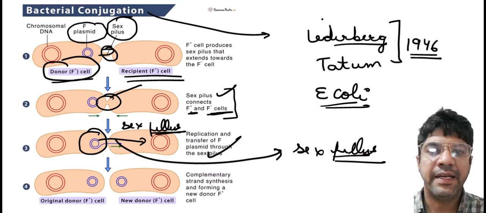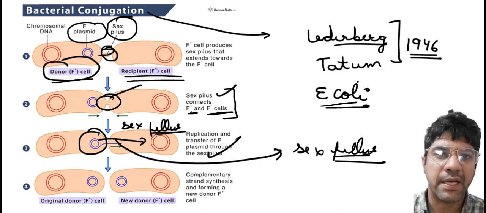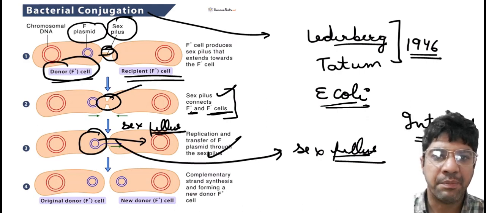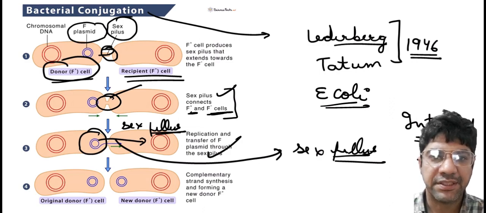The F factor is referred to as an episome because it has the ability to exist in two states within the bacterial cells. One is the integrated state. In some cells, the F factor becomes integrated into the host bacterium's chromosome. So in this state, the F factor is inserted into the host genome. The other is the free state. In other cells, the F factor remains free as a separate genetic element, not integrated into the host chromosome.